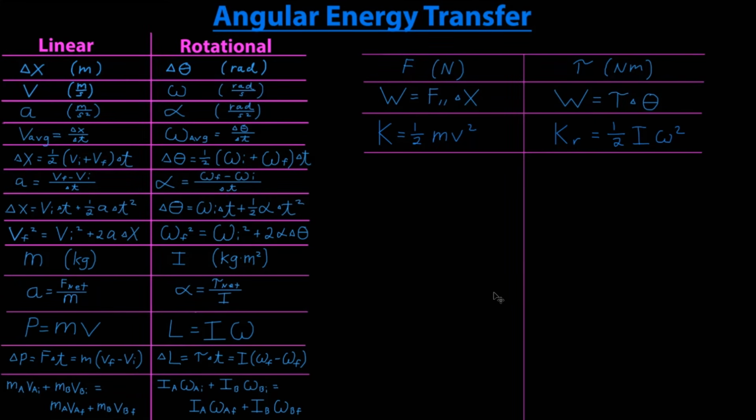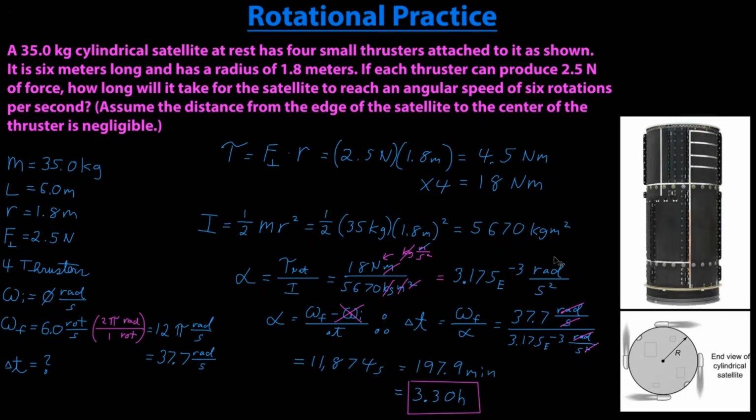All right, we are actually going to do a problem that we have done before, because one, I'll just show you how there are multiple ways to complete the same problem, and two, I want to put our new information into play. All right, here is the problem we did during my rotational practice video. A 35 kilogram cylindrical satellite at rest, which is over here on the right, has 4 small thrusters attached to it as shown. It is 6 meters long and has a radius of 1.8 meters. If each thruster can produce 2.5 newtons of force, how long will it take for the satellite to reach an angular speed of 6 rotations per second?